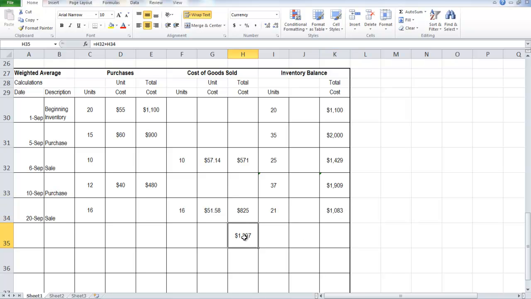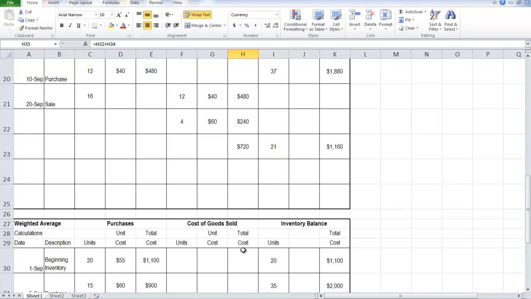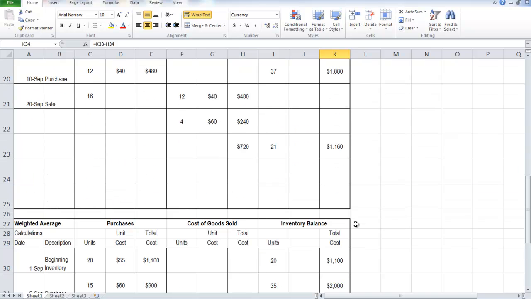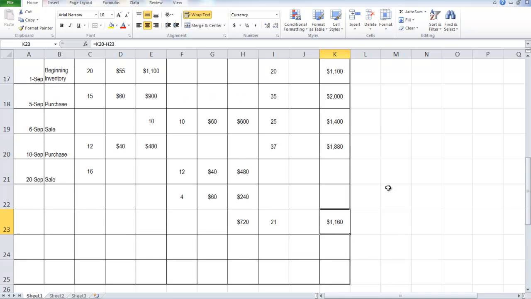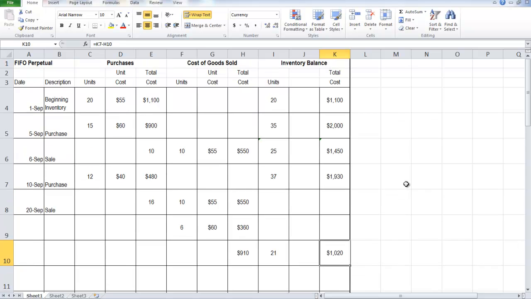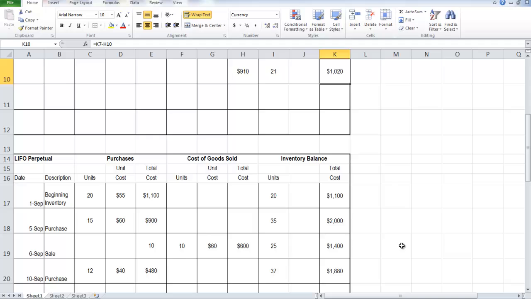Okay, now you'll know if you've calculated all three of these correctly if my inventory balance of $1,083 and my cost of goods sold is in between the FIFO and LIFO cost. Okay, so if we look at the inventory balance first, it is $1,083, so that's lower than $1,160, and that's higher than FIFO, which is $1,020. Okay, so it's in between.